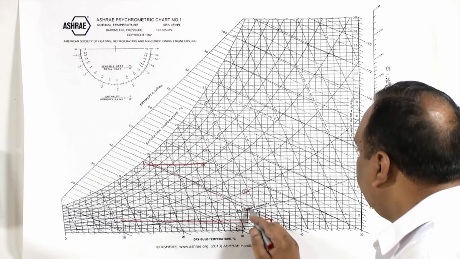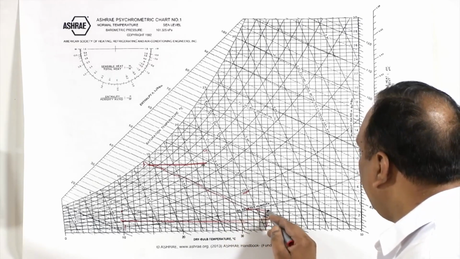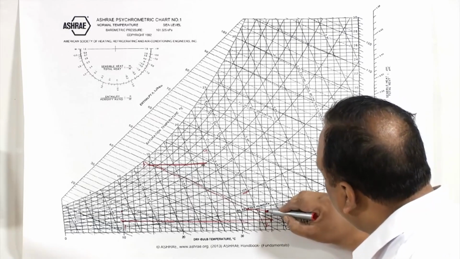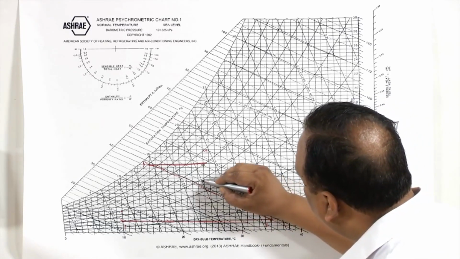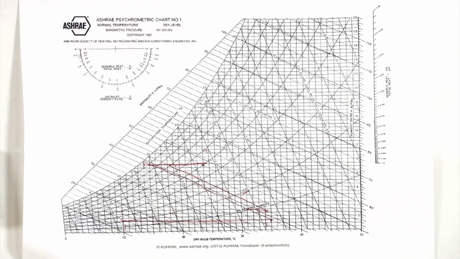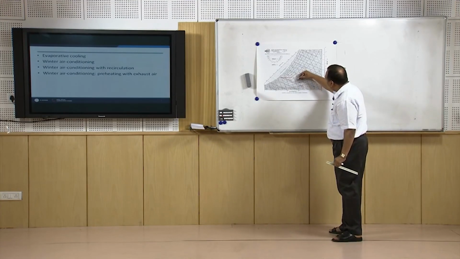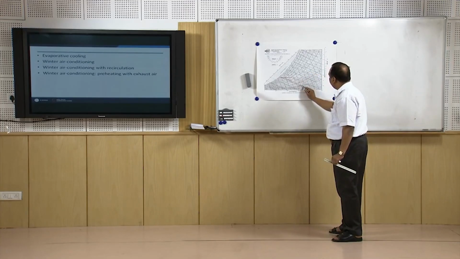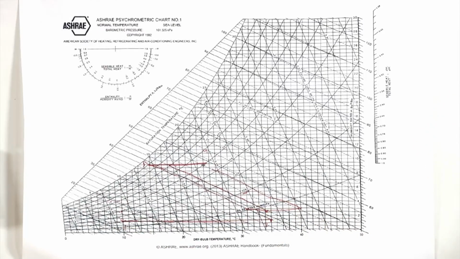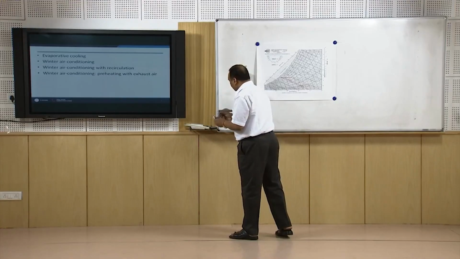We can heat the air up to this point, this is a designer's choice. If you are heating air up to this point, then you will have to follow this line and then heating. Now, the question is, can't we heat the air up to this point so that no reheating is required? We can heat the air up to this point. I will draw this on the board, then things will be clearer to you.